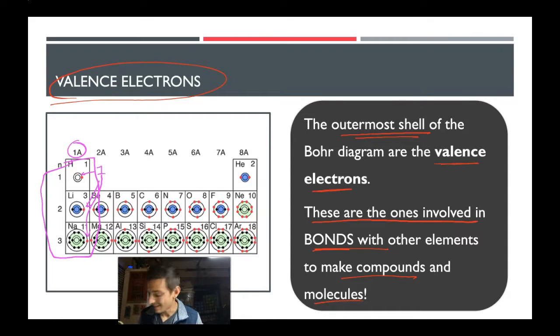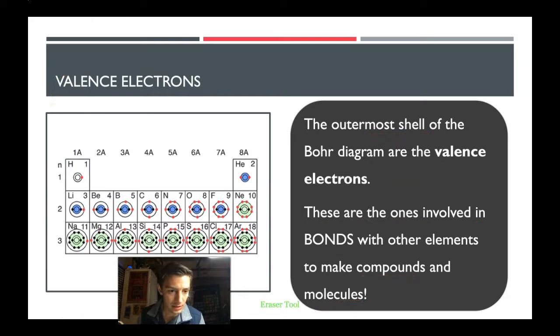If we go to the next group, this element here, beryllium, has 2 electrons in its outer shell. And the one right below it, magnesium, has 2 in its outer shell. So the group number actually tells you how many valence electrons it has. And we can keep going with this trend.